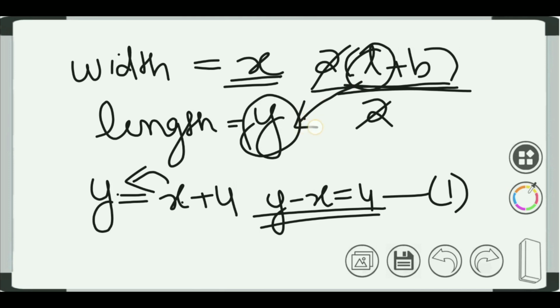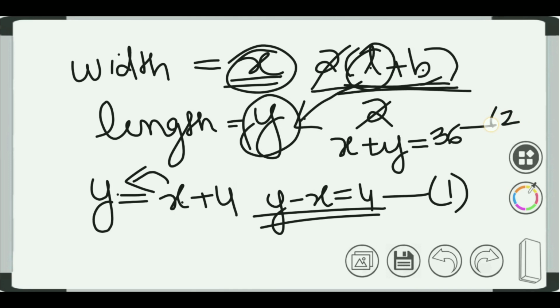What is L in the question? We have taken length as y. What is breadth? Breadth means width as x. So you can write, instead of L plus B, x plus y according to the question. What is x plus y? What they have given in the question? Half of the perimeter is 36 meters. So you can write x plus y is equal to 36 meters. This is your equation number 2.